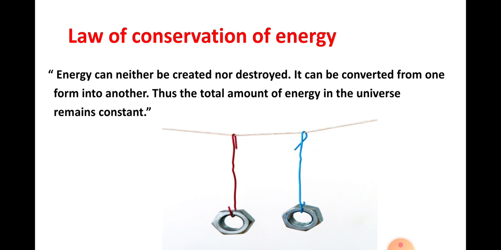Here, we can do one activity. Tie the two pendulums to a horizontal thread in such a way that they will not hit each other while swinging. Now, swing one of the pendulums and observe. What do you see? You will see that as the speed of oscillation of the pendulum slowly decreases, the second pendulum, which was initially stationary, begins to swing. Thus, one pendulum transfers its energy to the other.